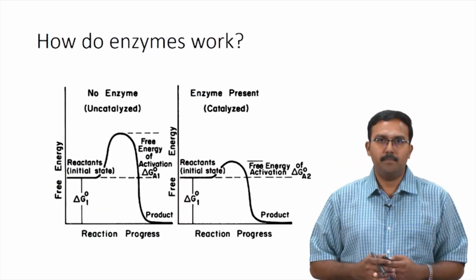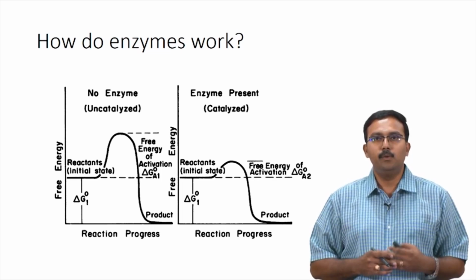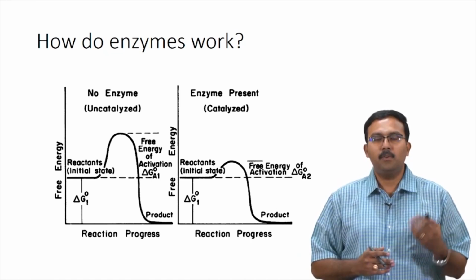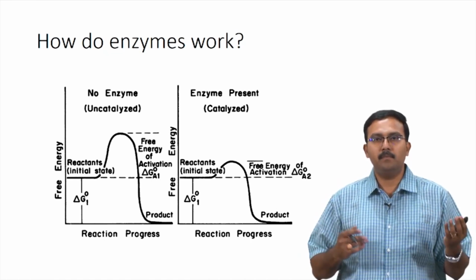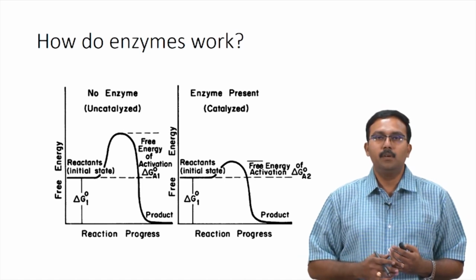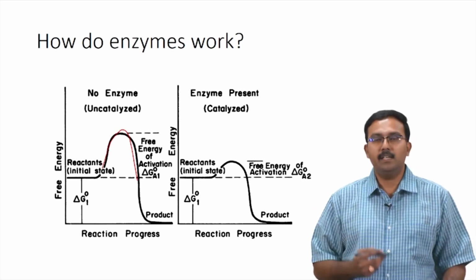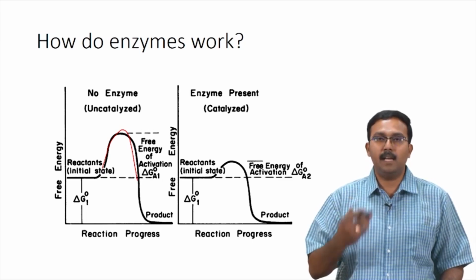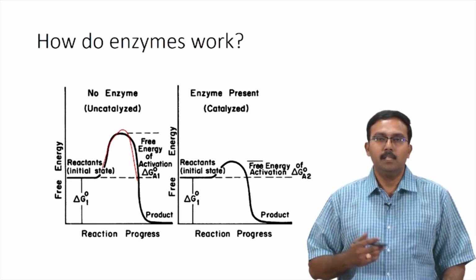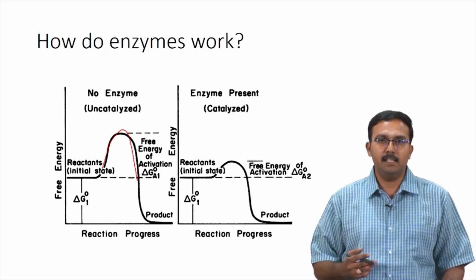How do enzymes work? Enzymes are like any other catalyst. So, what do catalysts do in general? You have the free energy of the reactants and the free energy of the products. For the reactants to be converted from their free energy state to the product's free energy state, they have to go through a hill, which is shown here. This hill is the activation energy which the reactants must overcome to get converted to the product. When the enzyme or any catalyst is present, this activation energy is reduced.